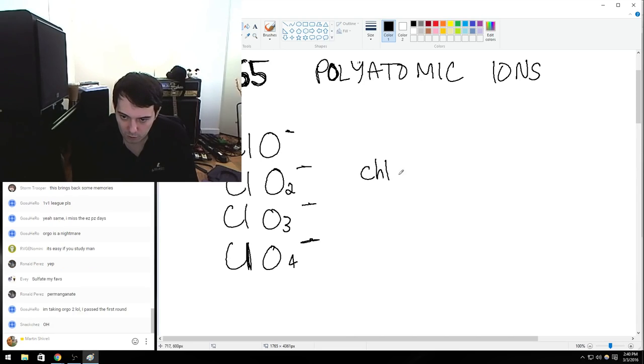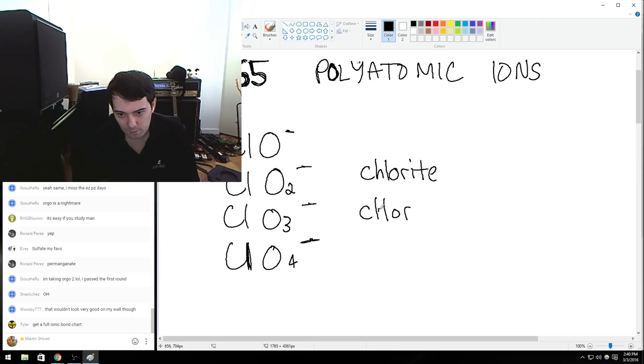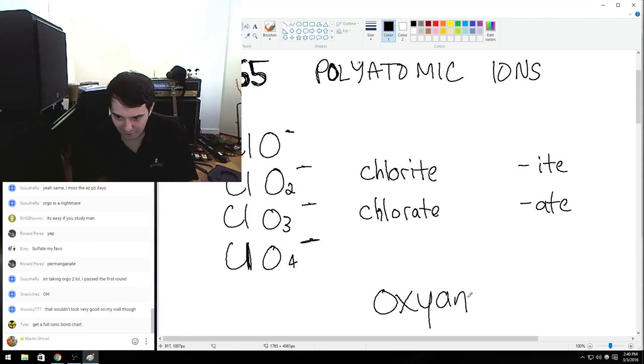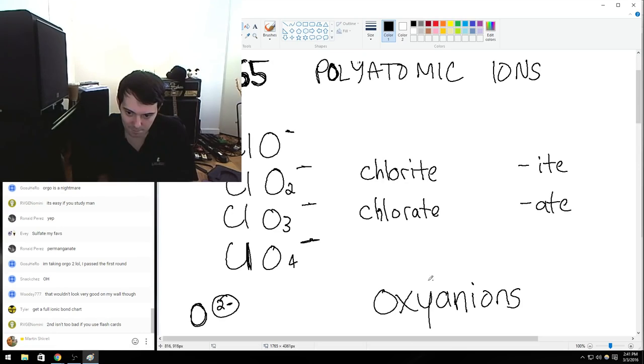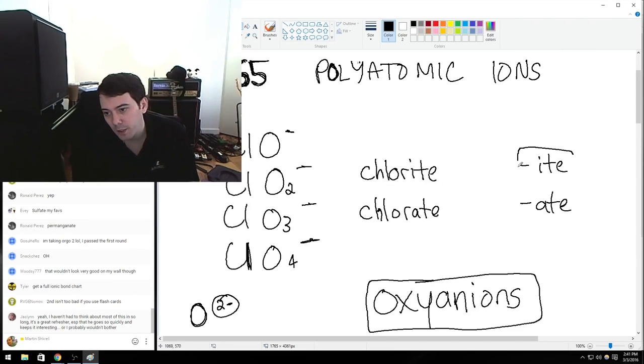We're going to call this one chlorite. We're going to call this one chlorate. And the whole ite-ate thing, the ite and the ate, when we have oxyanions, oxygen is so important, right? It always forms these two minus anions. There's so many oxygen anions, we're going to call them oxyanions. And in oxyanions, the one with fewer oxygens will be named the ite, and the one that has more oxygens will be named the ate. Ite and ate.